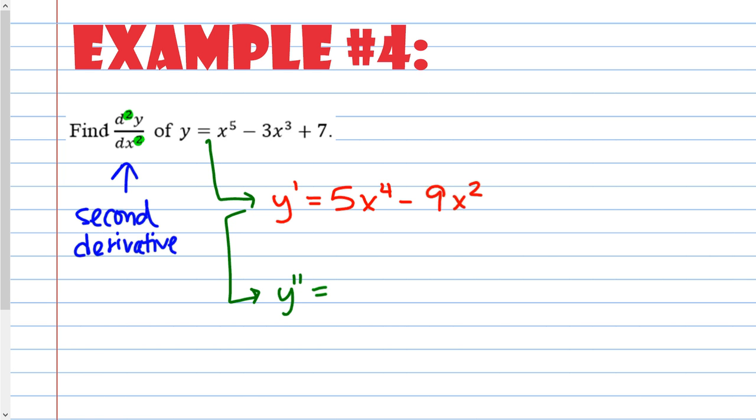Because it'll make your life easier if you can get that, oh, the first derivative is the original function of the second derivative, basically. Well, anyway, so 4 times 5 is 20, and then 4 becomes a 3, and then 2 times 9, so minus 18, and then the x squared becomes an x.